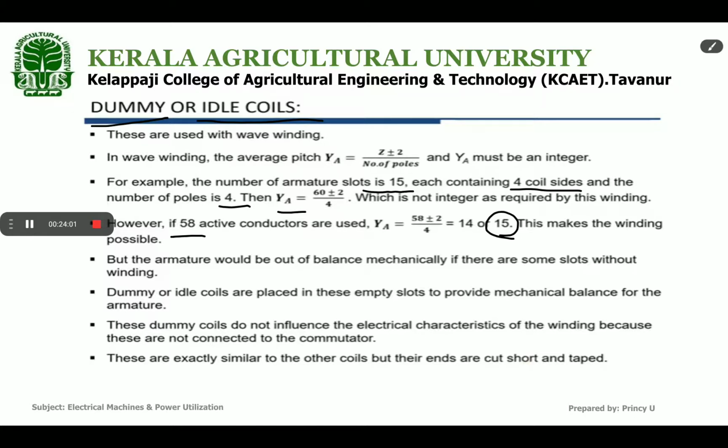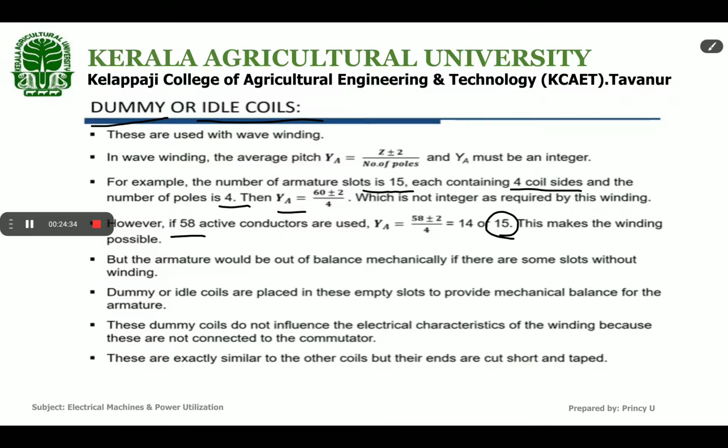This makes the winding possible, but the armature would be out of balance mechanically if there are some slots without winding. So we get a vacancy in between. When we wind with 4 coils, some places will have a vacant portion. Then when the armature rotates, it should not be at a mechanical balance. So we use some dummy coils at the vacant spaces.